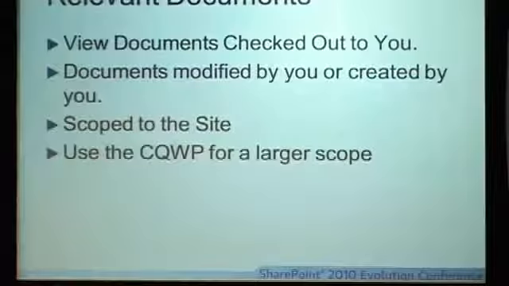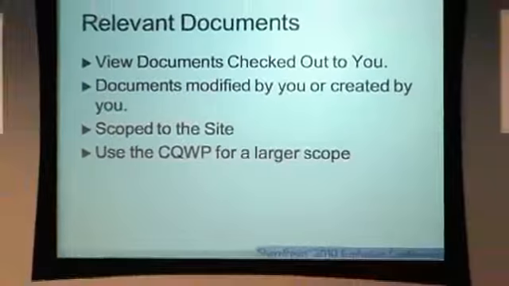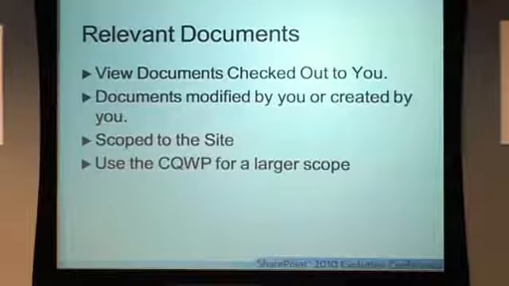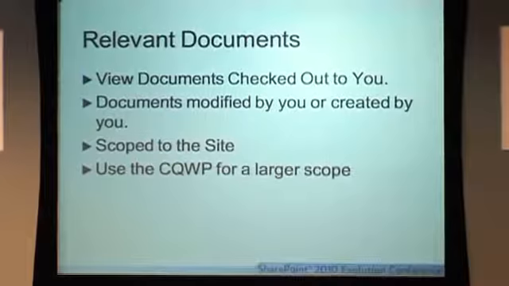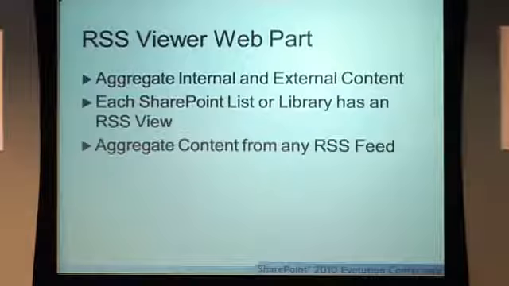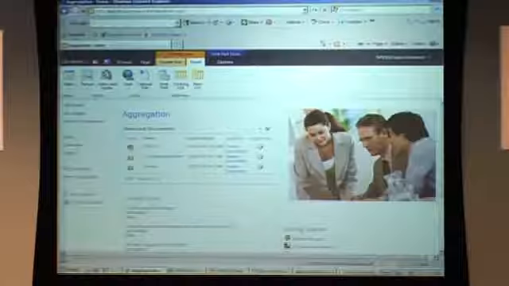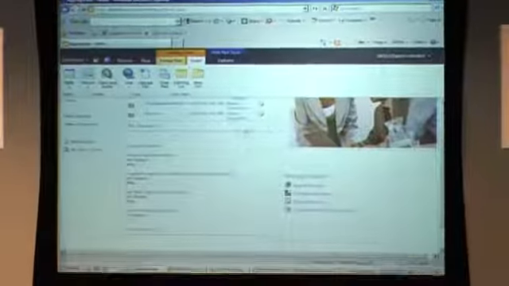So that's the relevant documents. Like I said, you can get the content query web part to do a similar thing, just with filters and everything, but that's almost like a pre-configured content query web part for you, which is very useful. We then have the RSS Viewer Web Part. This is a useful web part if you do want to go outside of the current site collection. So here's a couple of examples of it being used.